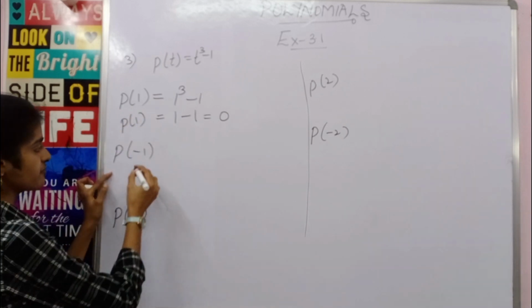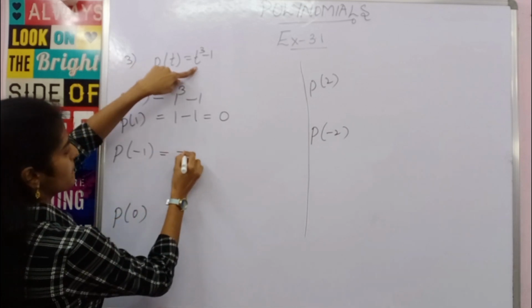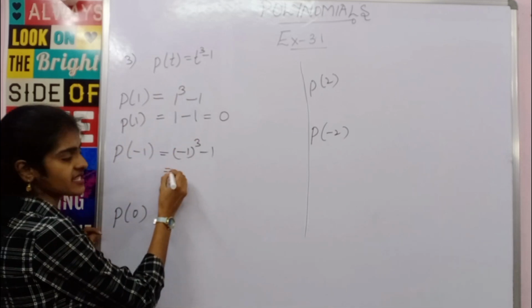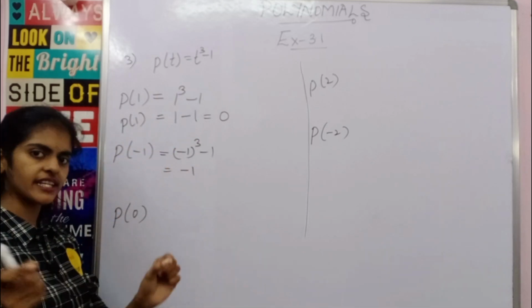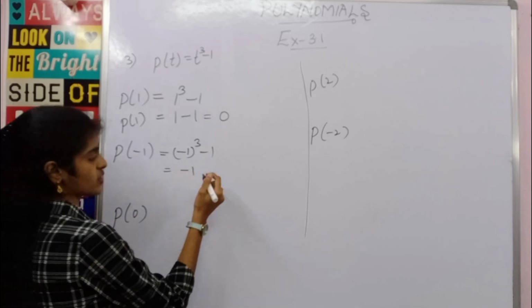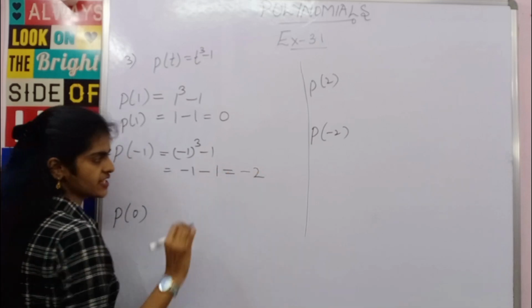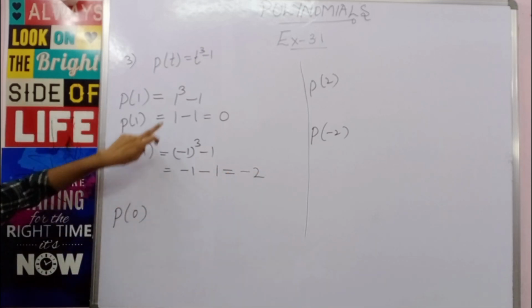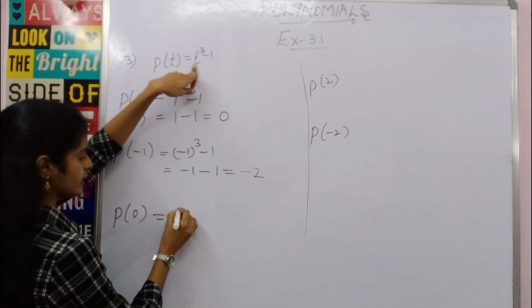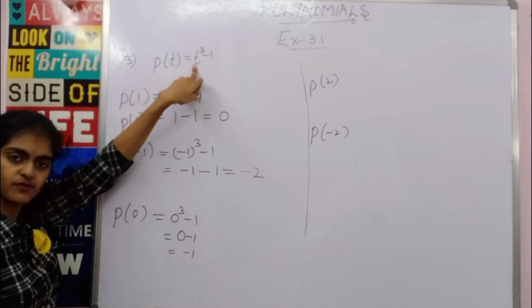Now what is p of minus 1? In the place of t you will substitute minus 1. So it is minus 1 whole cube minus 1. Minus 1 whole cube is nothing but minus 1 into minus 1 into minus 1. Minus 1 multiplied 3 times gives you minus 1. You have minus 1 again, so minus 1 minus 1 is minus 2. Clear? Now what is p of 0? You substitute 0 in the place of t. So it is 0 cube minus 1. 0 cube is 0, minus 1, so the answer is minus 1.